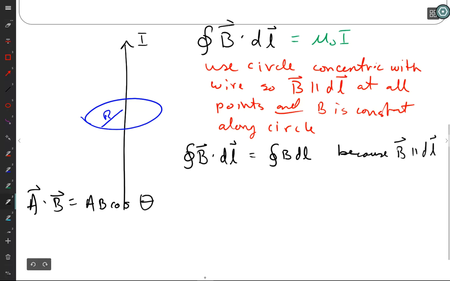And then going further, if B is constant, what can I do with B in the integral? Just move it outside. But then I have the integral of dl. By definition, what's the integral of dl? L. And since this is a circle, L is 2 pi r.